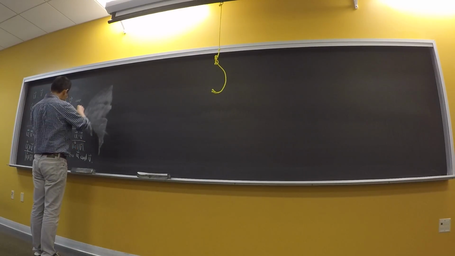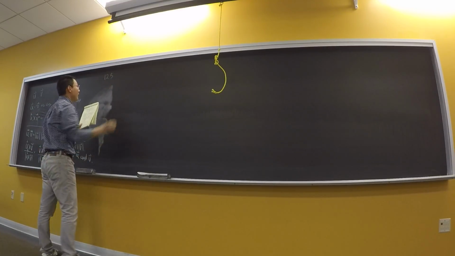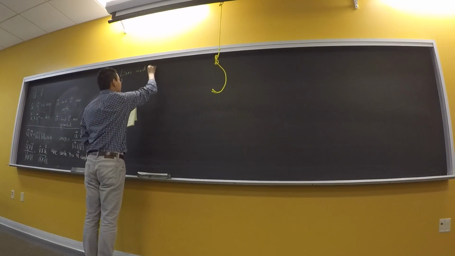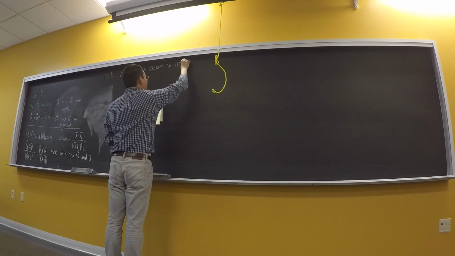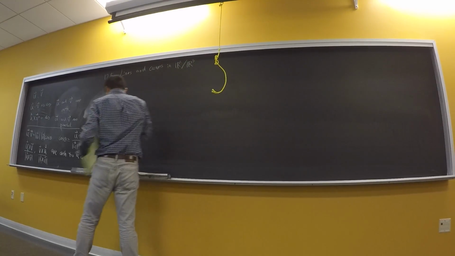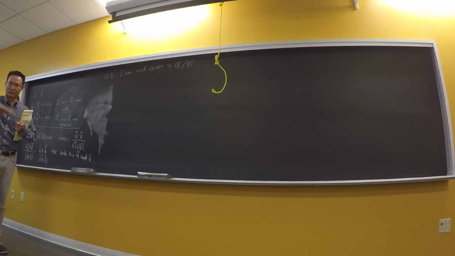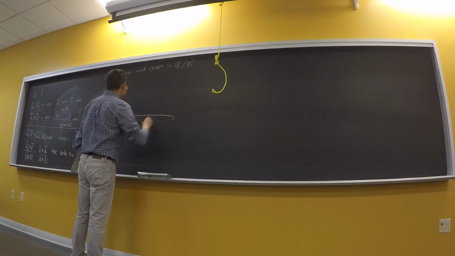So next I want to quickly go to 12.5, lines and curves in R2 or R3. In fact, lines are special cases of curves. So if you have a straight curve, don't change it at all, you're dealing with a line. I want you to have this in mind.